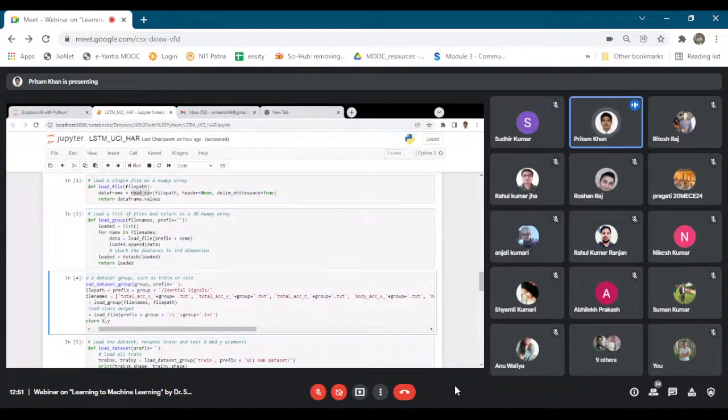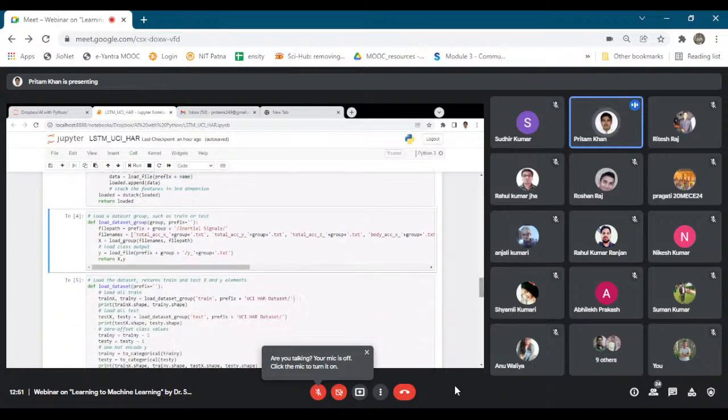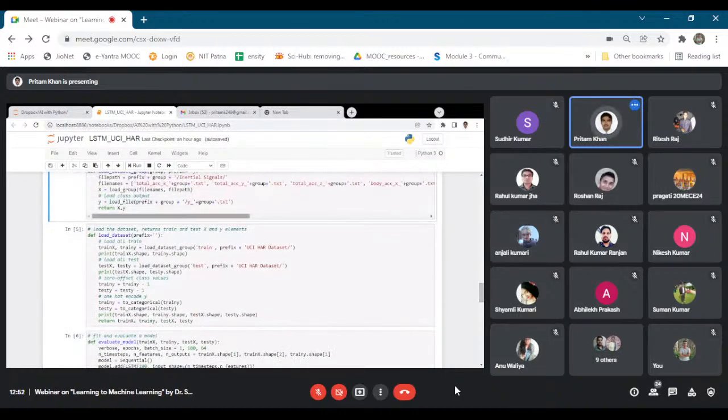That is time series data, and that's why we have used the LSTM model. So these last 3 functions that I showed, load file, load group, and load data set group, are all done in a way that suited me, for loading the data set, grouping, visualizing, and then feeding the data set. You can do it in your own way also.